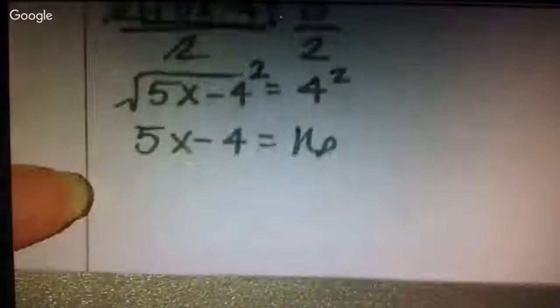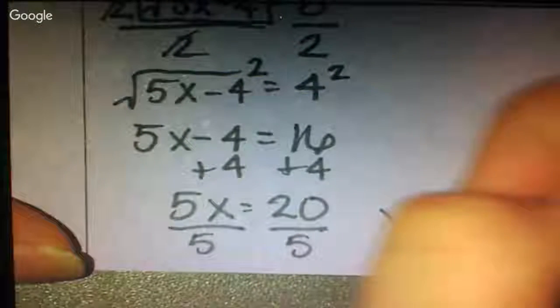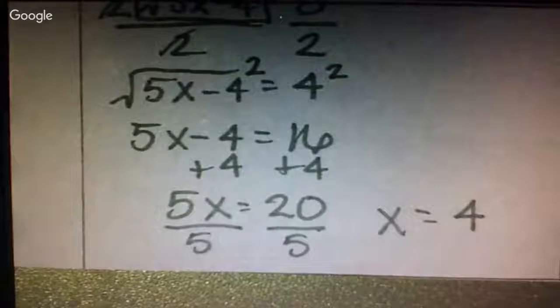Okay. I now need to solve this for x, so I need to get rid of everything outside of x. Add 4 to both sides first. Okay, good, Daniel. So that should equal 20. 5x equals 20. Divide by 5, and x equals 4. Okay. We now need to plug that into the original equation and make sure it works.